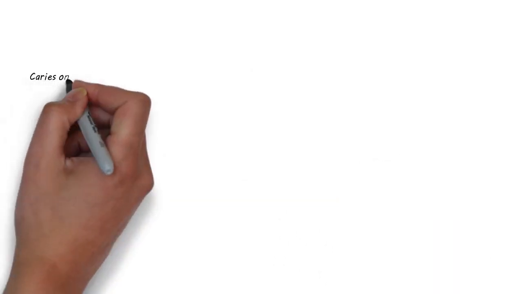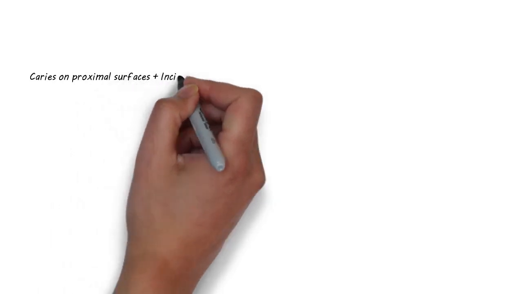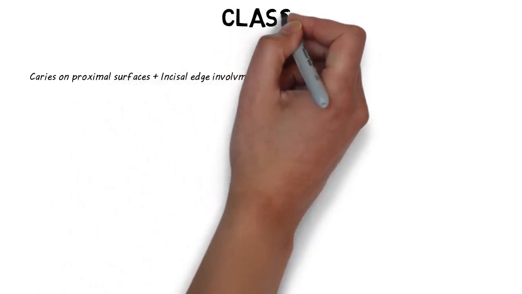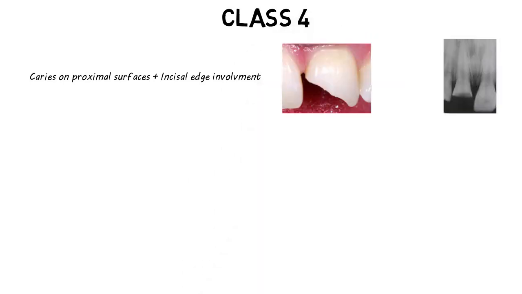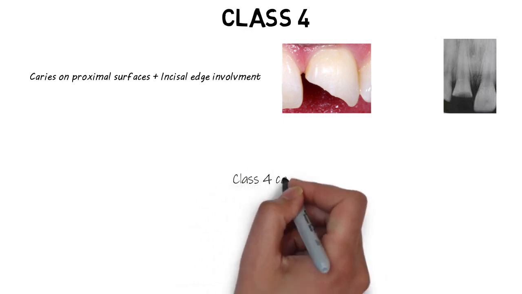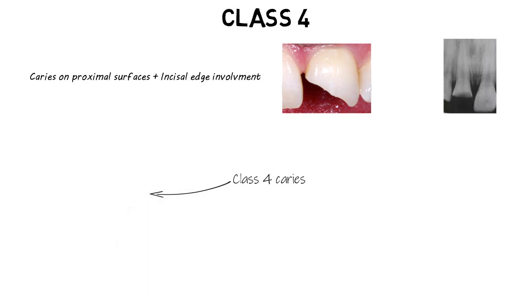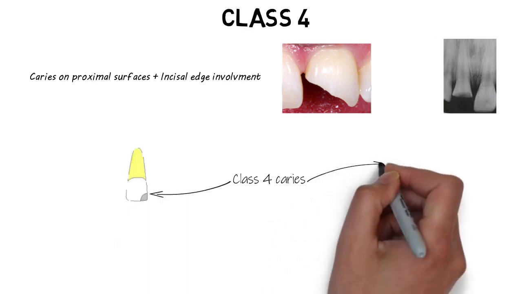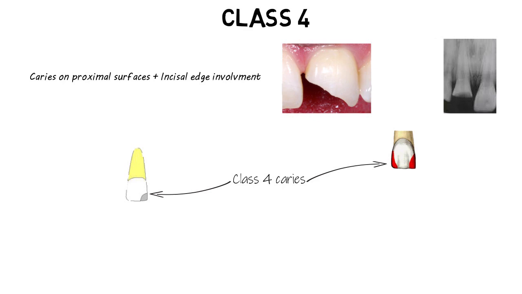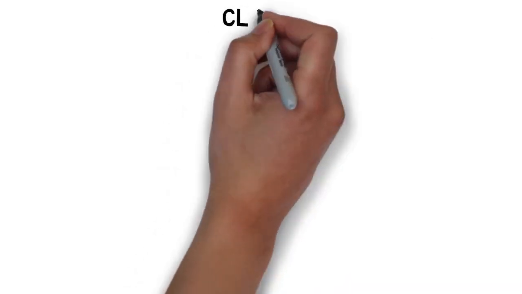But if this carious lesion on the proximal surfaces of the incisor also includes the incisal edges, this will be termed as the class 4 lesion. So class 3 basically includes the carious lesions on the proximal surfaces of the anterior teeth but not on the incisal edges, while class 4 includes the lesions occurring on the proximal surfaces of the anteriors that also involve the incisal edges.